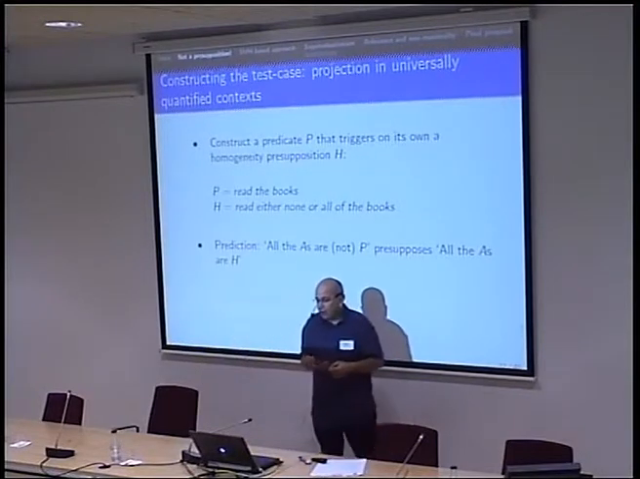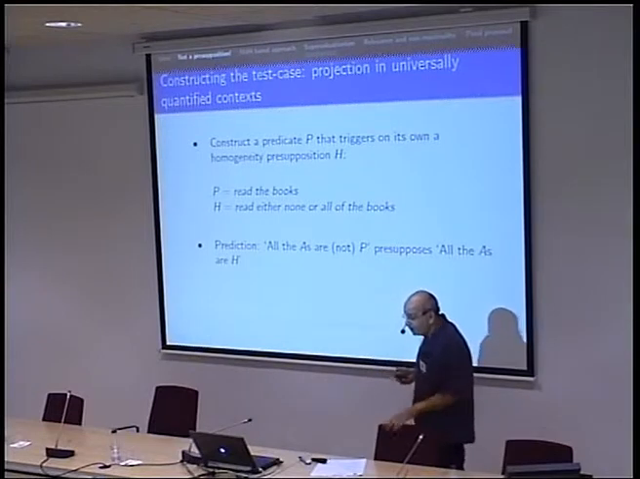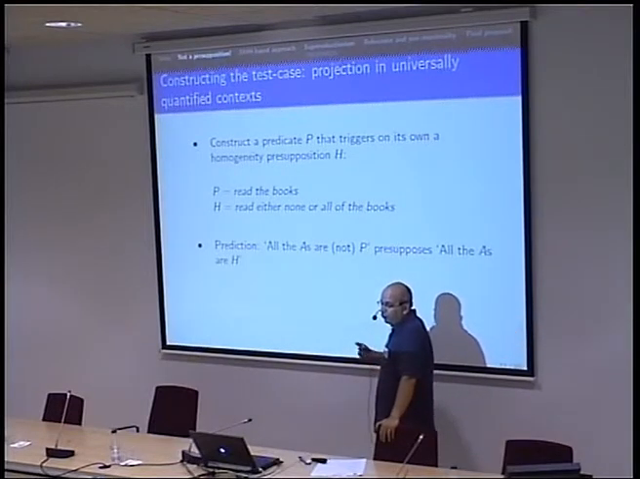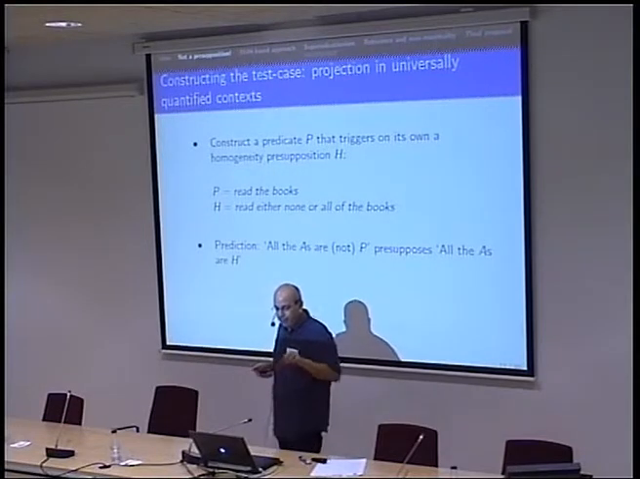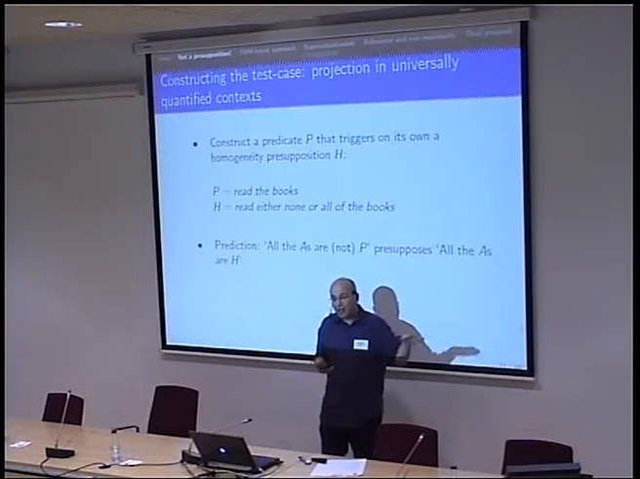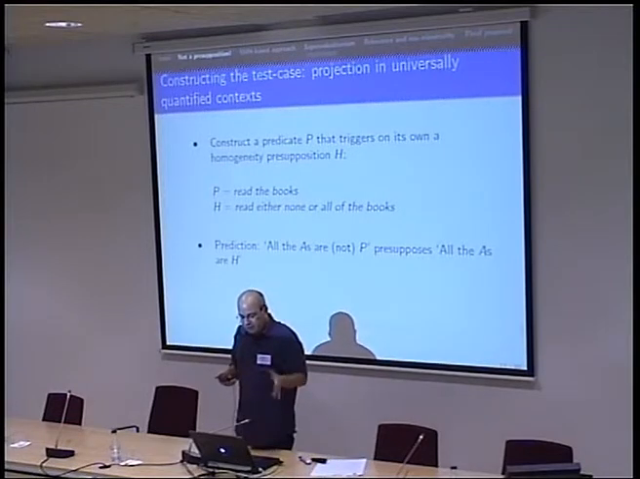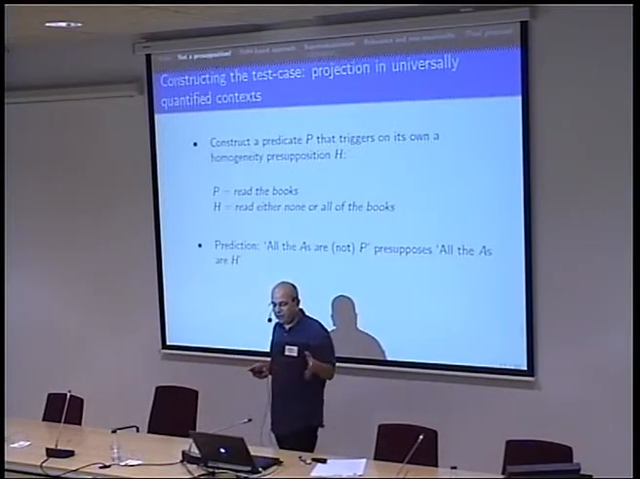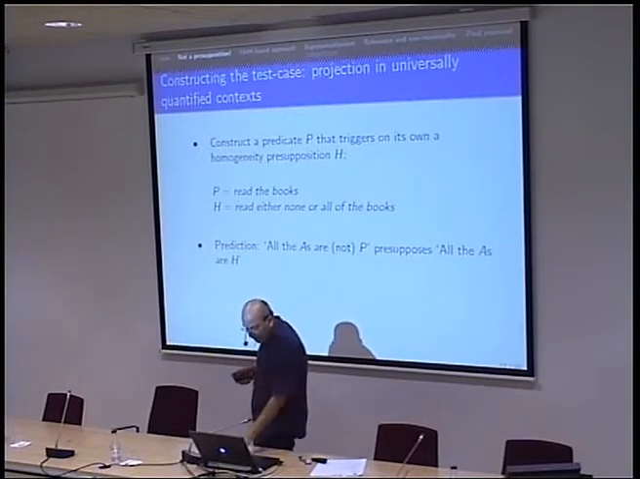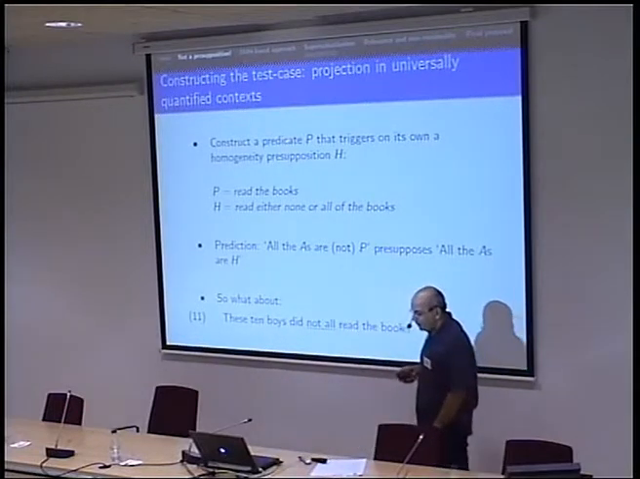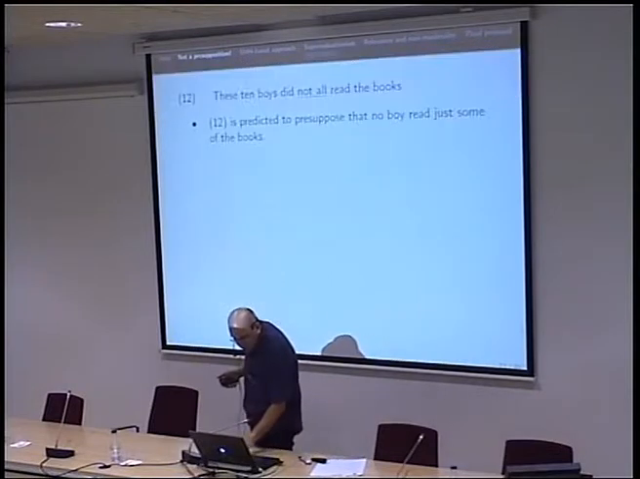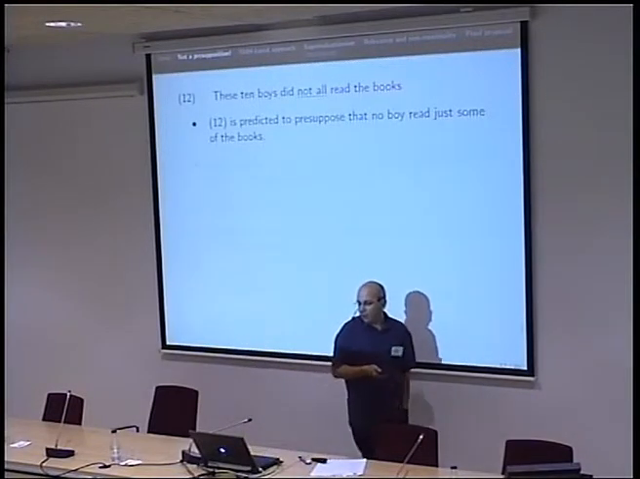Now, let's see what happens with homogeneity, right? So the goal is to construct a predicate P that triggers on its own a homogeneity presupposition H. So P could be "read the books," and H is "read either none or all of the books." And then put that in the scope of a universal quantifier plus negation, because otherwise you cannot tease apart the presupposition from the truth conditions. So the prediction is that "all the A's are not P" presupposes "all the A's are H," right? So we can do that: "These 10 boys did not all read the books." The predicted presupposition is that no boy read just some of the books.